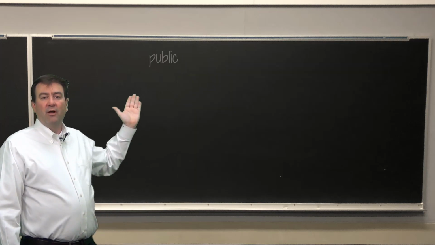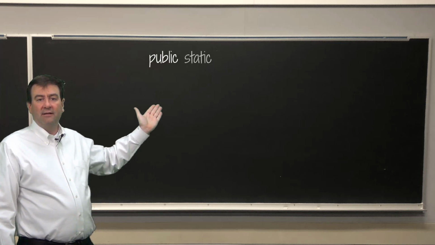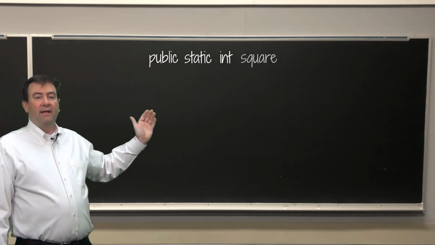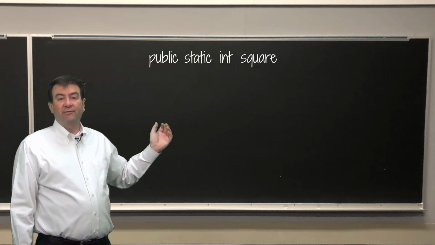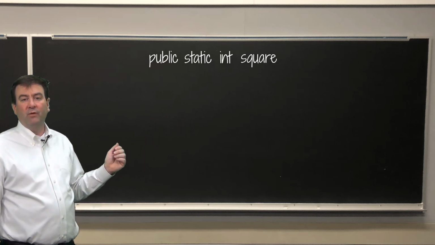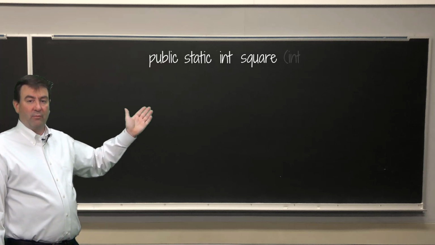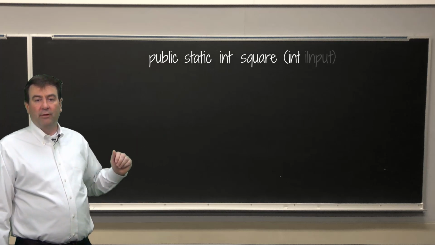So that gives us public static int, the name of the method, which is square, and then parameters. This method needs to take one parameter, which is the variable that needs to be squared, and that can be an int. So that would be int, and we'll call it iInput.